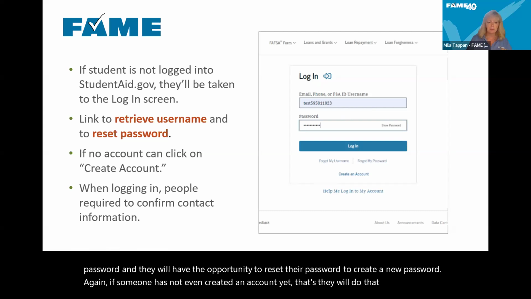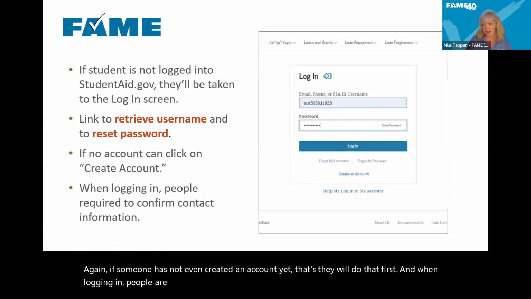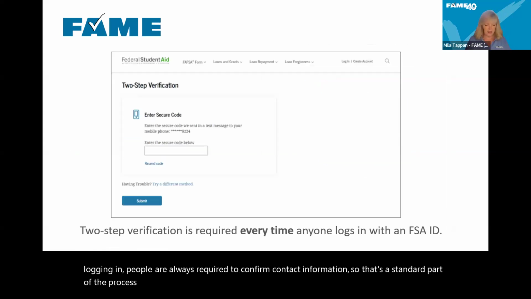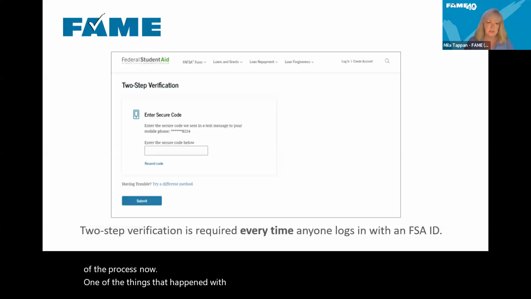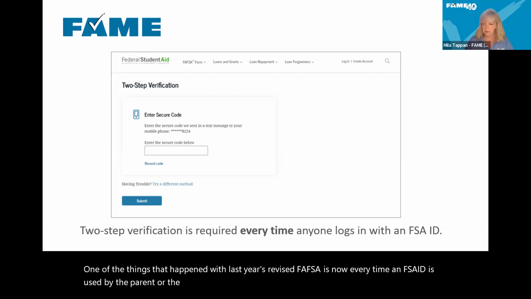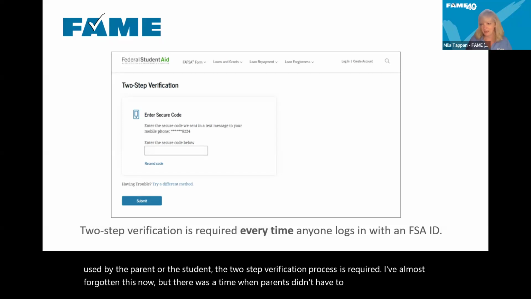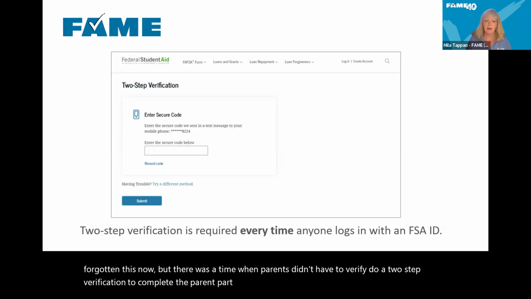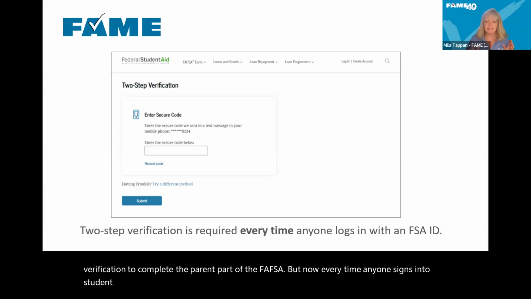And when logging in, people are always required to confirm contact information. So that's a standard part of the process now. One of the things that happened with last year's revised FAFSA is that now every time an FSAID is used by the parent or the student, the two-step verification process is required. I've almost forgotten this now, but there was a time when parents didn't have to do a two-step verification to complete the parent part of the FAFSA. But now every time anyone signs in to studentaid.gov and does anything, two-step verification is required.